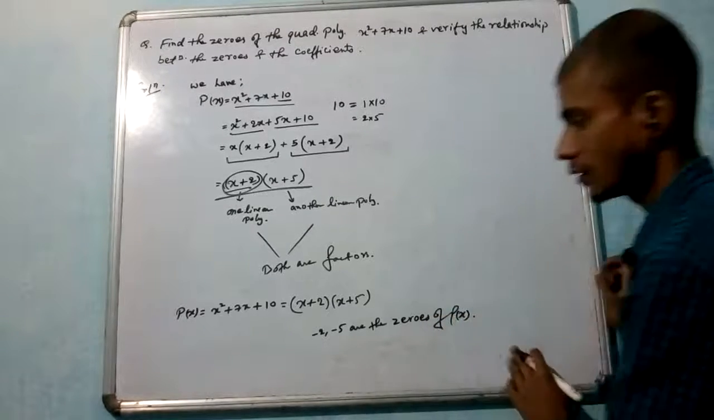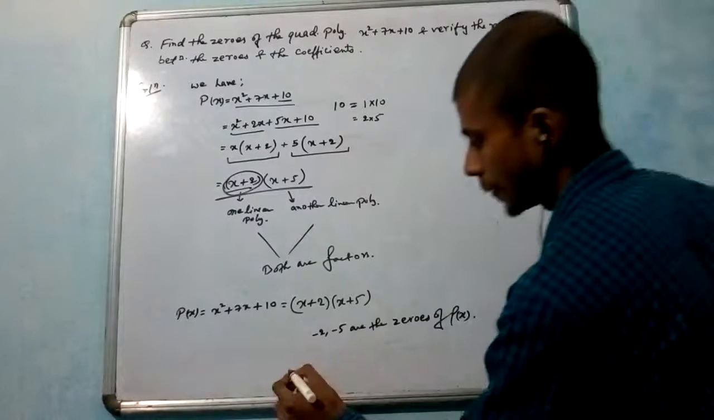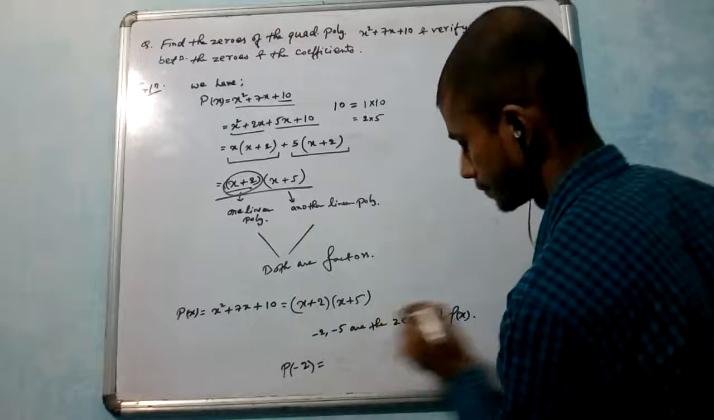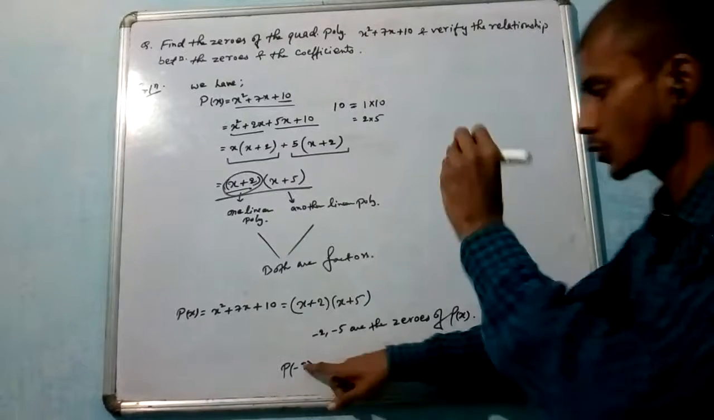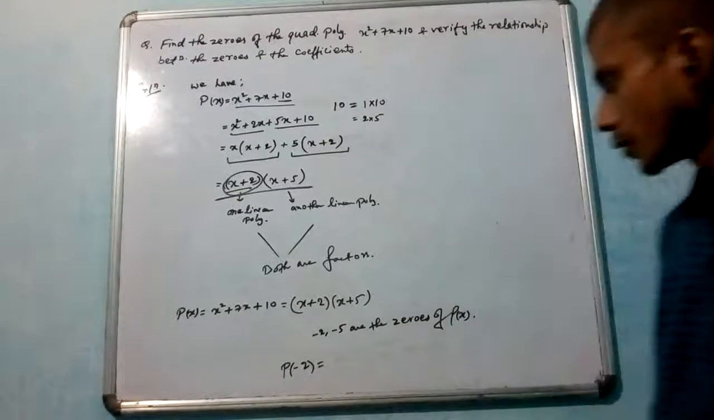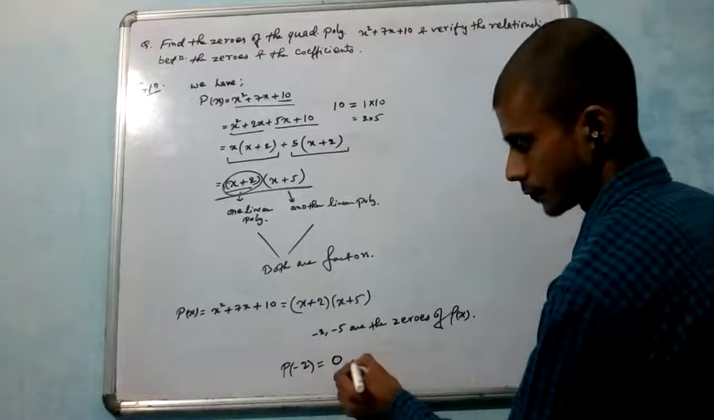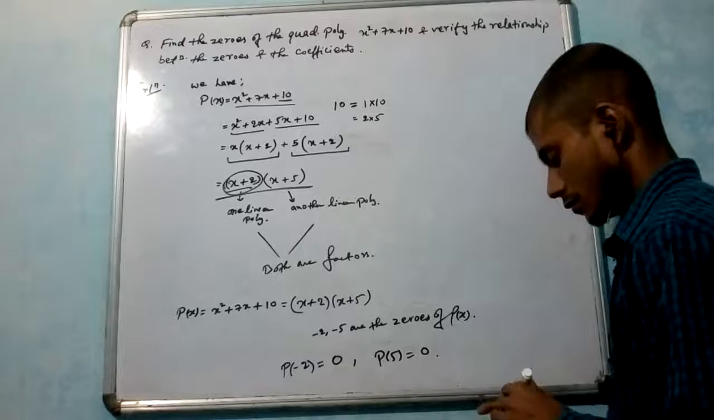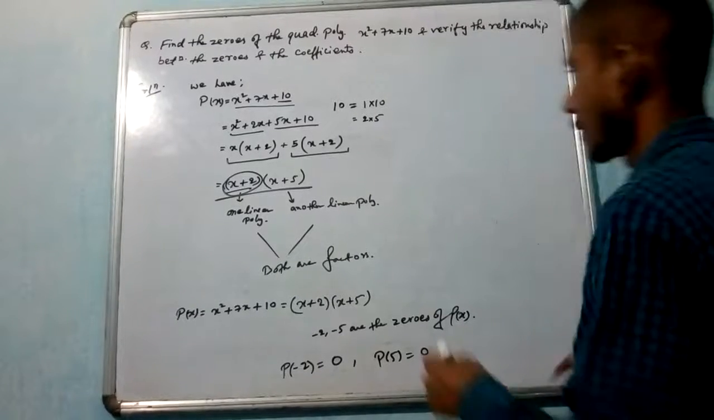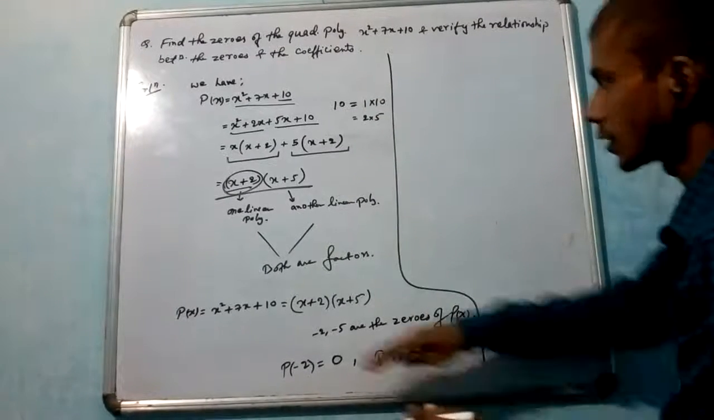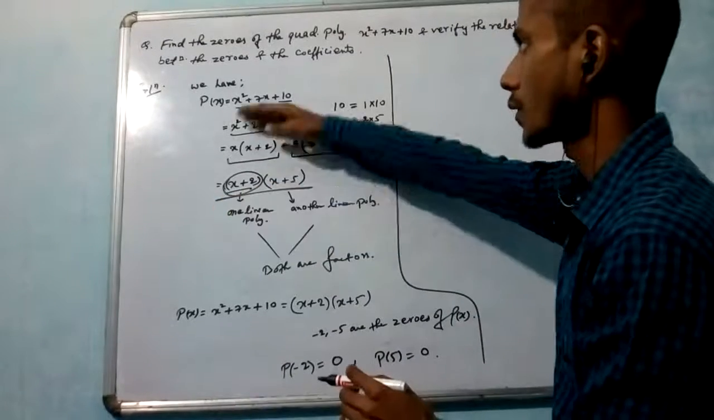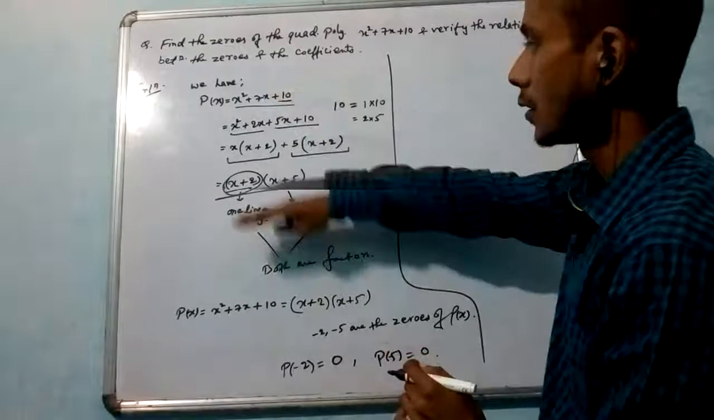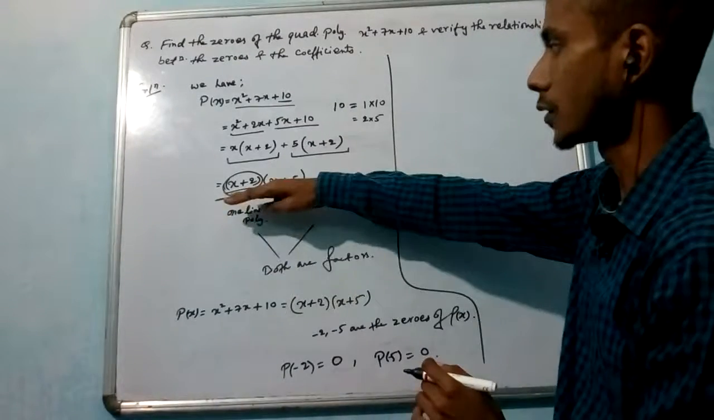Is this clear? If I write p of minus 2, what does it mean? How much will we get? P of minus 2, and p of minus 5, 0 only. Fine. So actually we discussed all these. Only our solution is over for this question, for this x plus 2 into x plus 5.